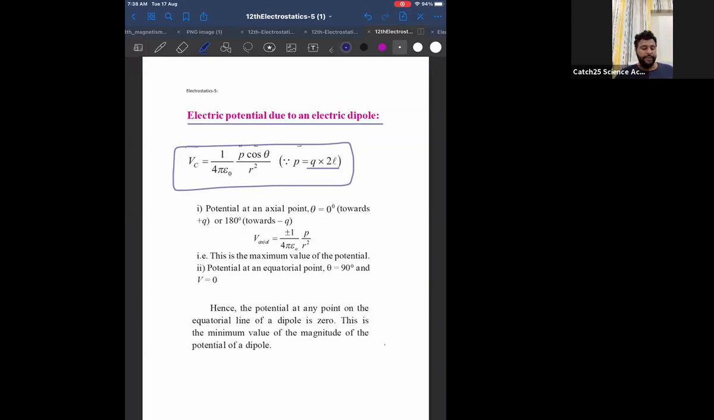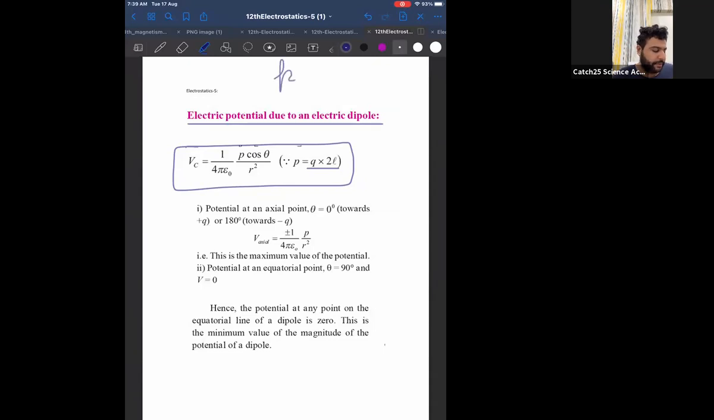And write down the formula. V is equal to 1 by 4 pi epsilon naught into P cos theta by R square, where P equal to dipole moment.